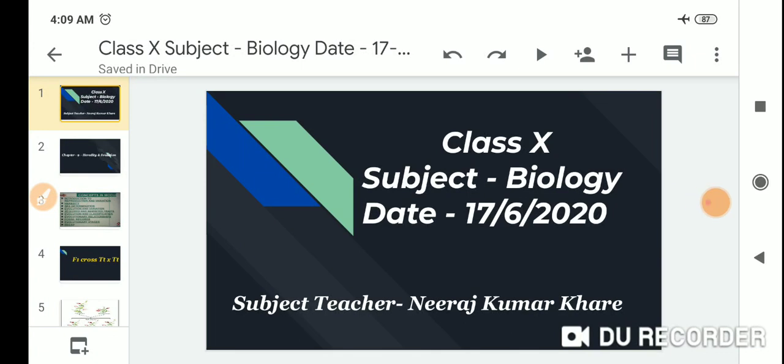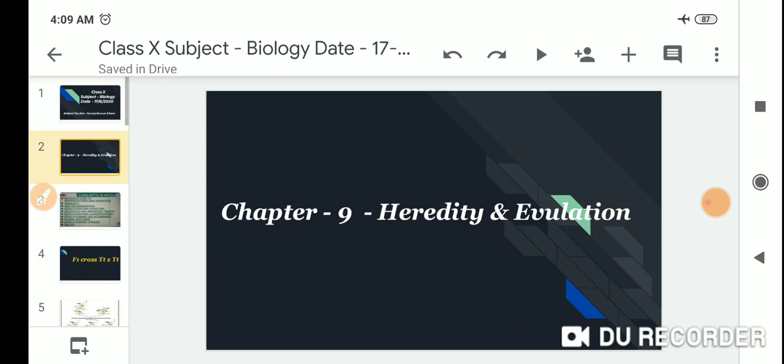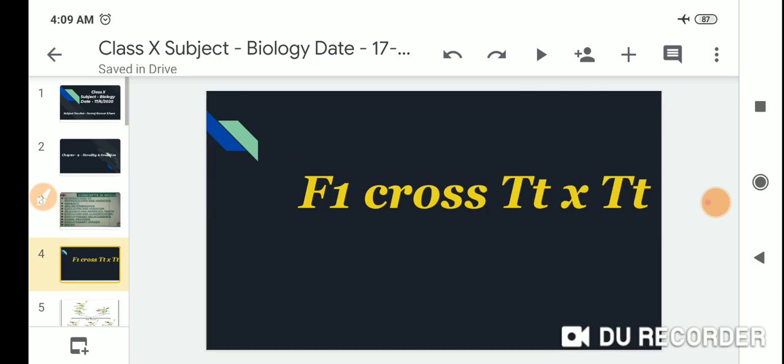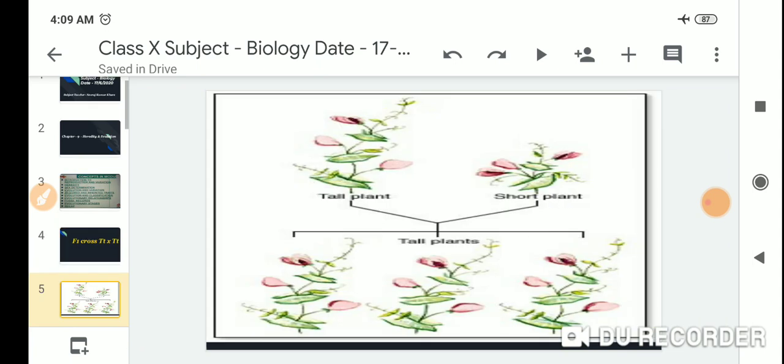Let me start the chapter: heredity and evolution, concepts and modules, sex determination, evolution and variation, acquired and inherited traits. So, evolution and classification. Today we start with the F1 generation: the cross of capital T small t with capital T small t is a hybrid generation.